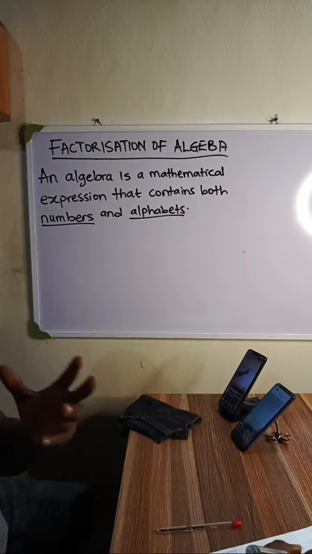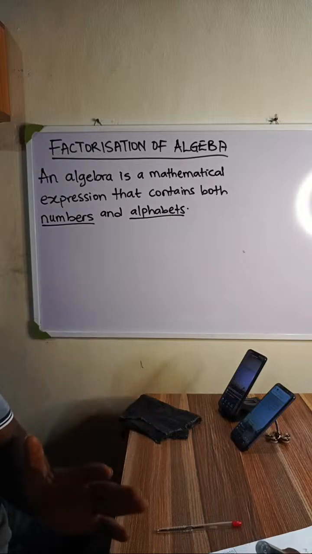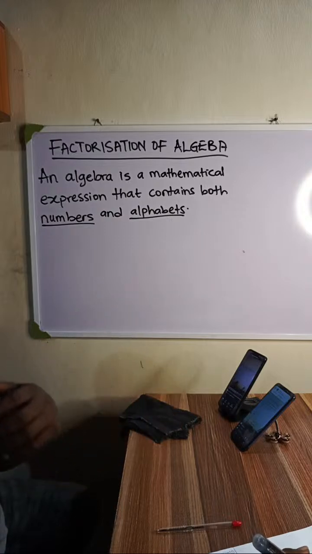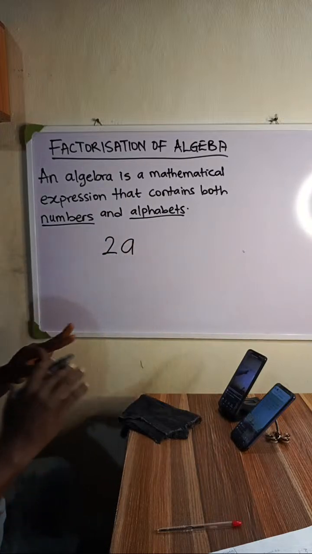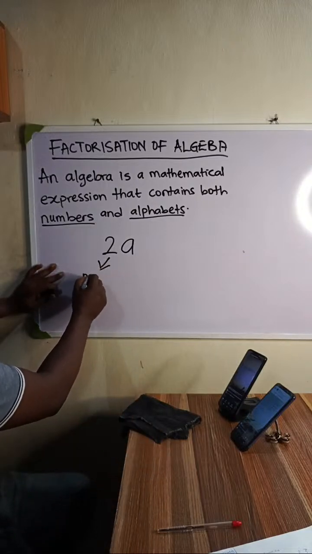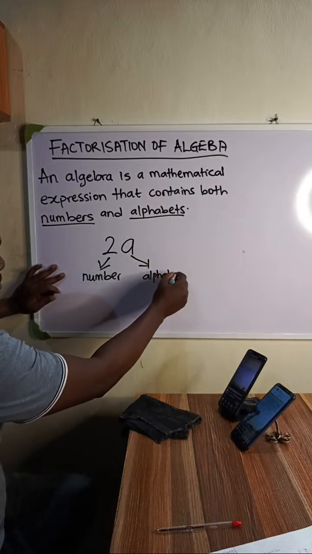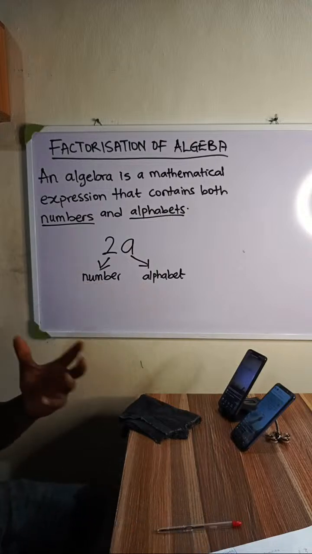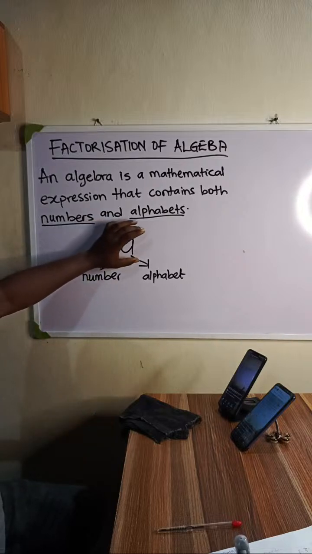So whenever you see a mathematical expression, and in that mathematical expression you can see numbers in it, you can also see alphabet in it, that is an algebra. So if you have something like this, 2a, this is a simple form of an algebra. 2 here is a number, a is an alphabet. So any mathematical expression in this form is an algebra because it contains a number and it contains an alphabet.